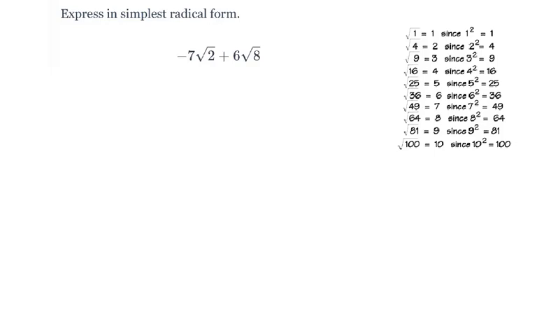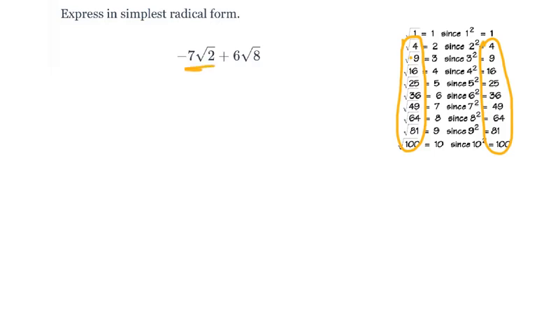So, negative 7 root 2. We know how to simplify radicals. Root 2 cannot be simplified. There's no perfect square that can divide into 2. When I say perfect square, I'm talking about our list over here. This is what you need to watch in the video on simplifying radicals. I'm just going down the list, trying to divide. Will any of these numbers divide into 2? No, so that's going to stay the same.